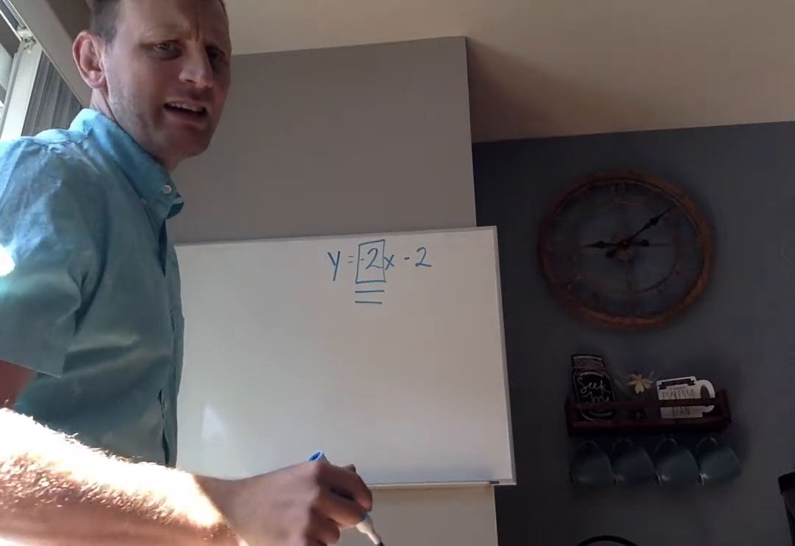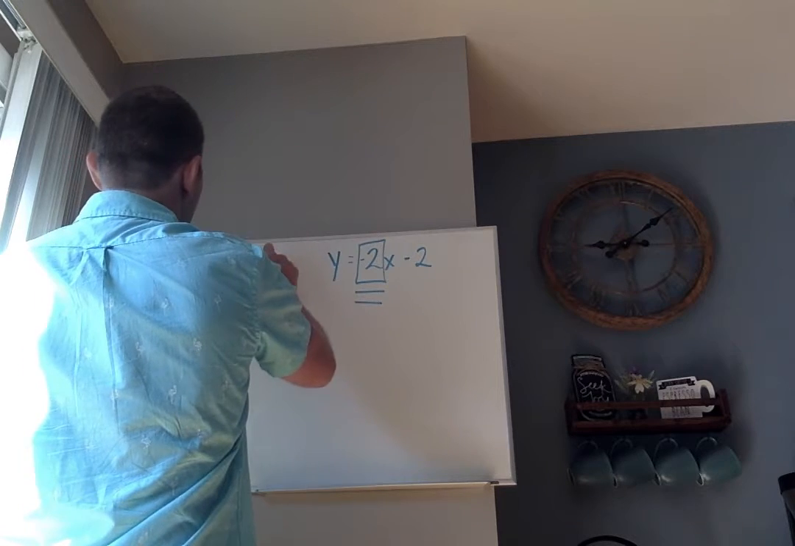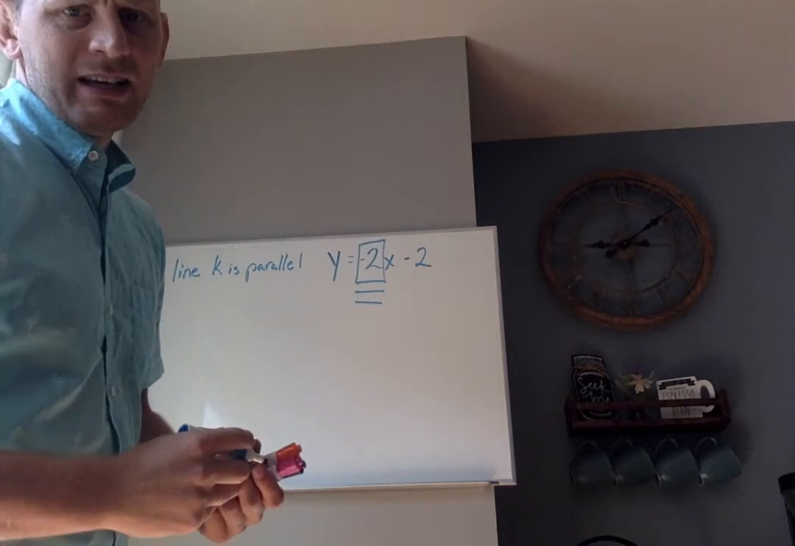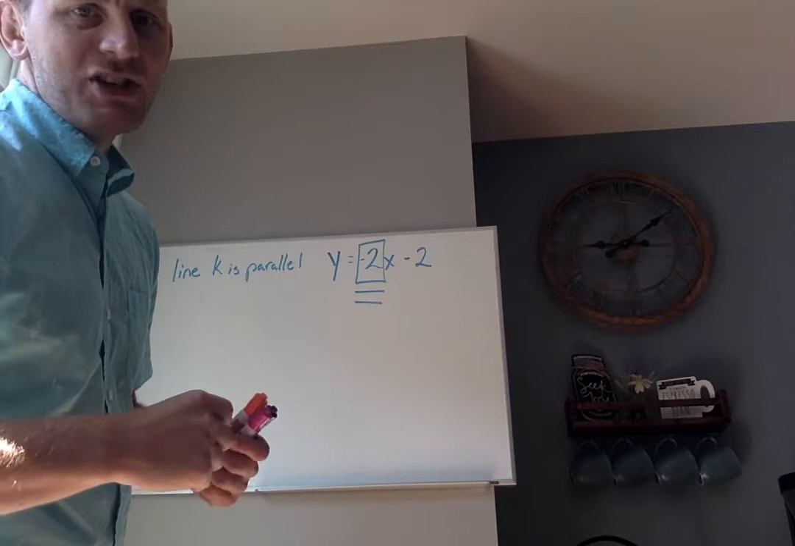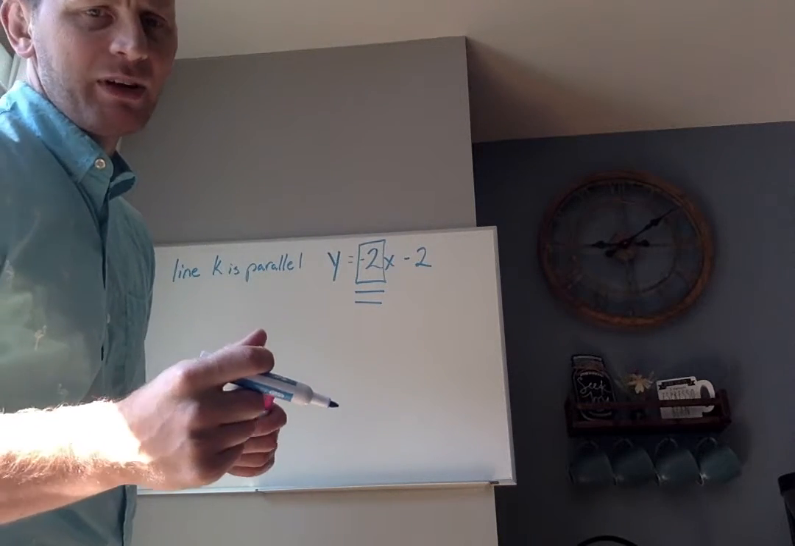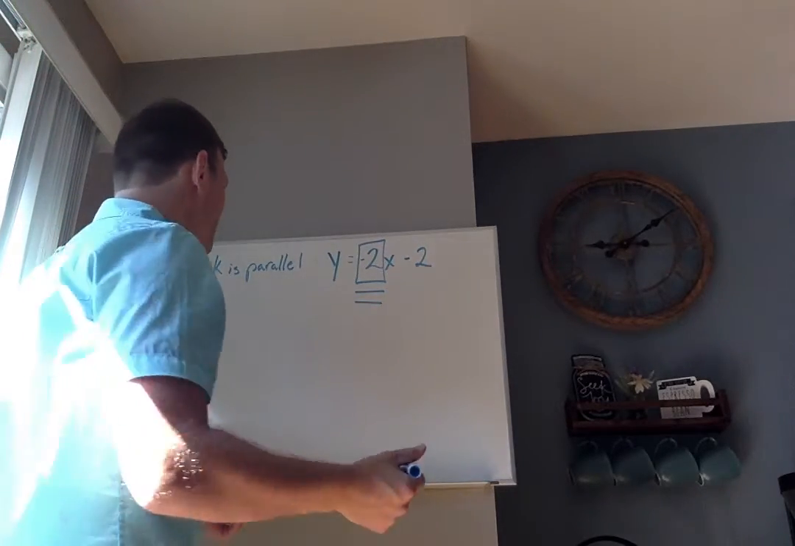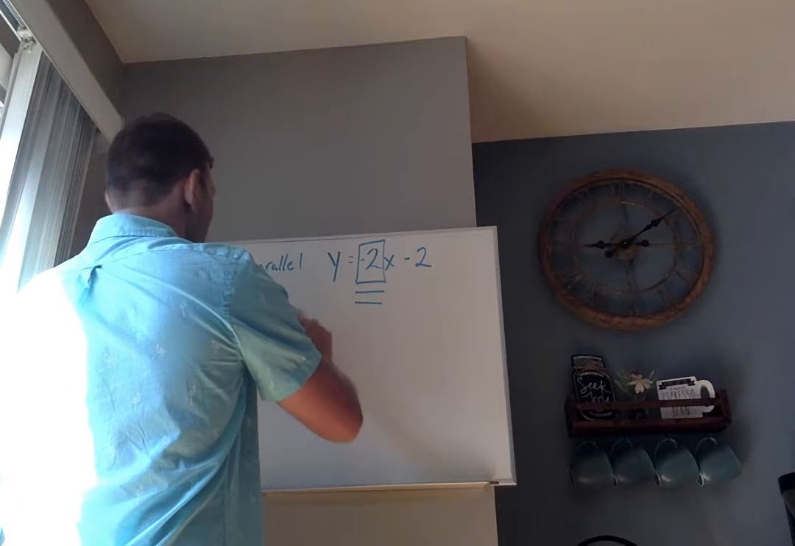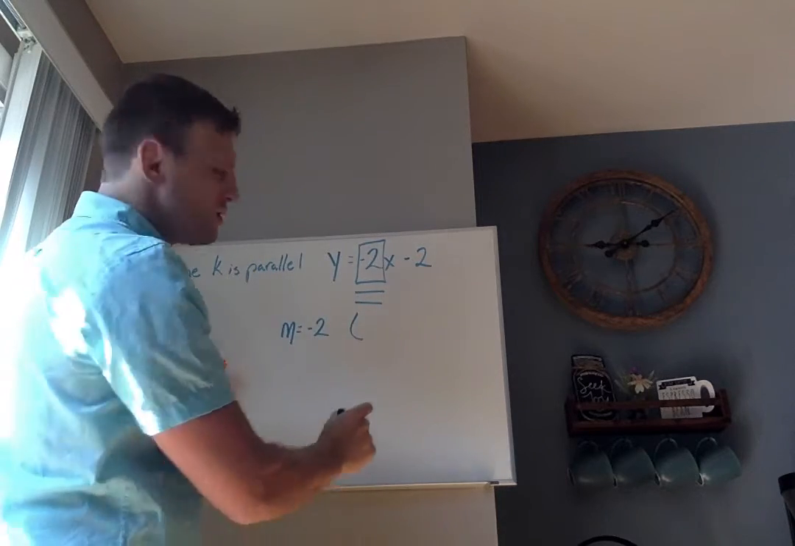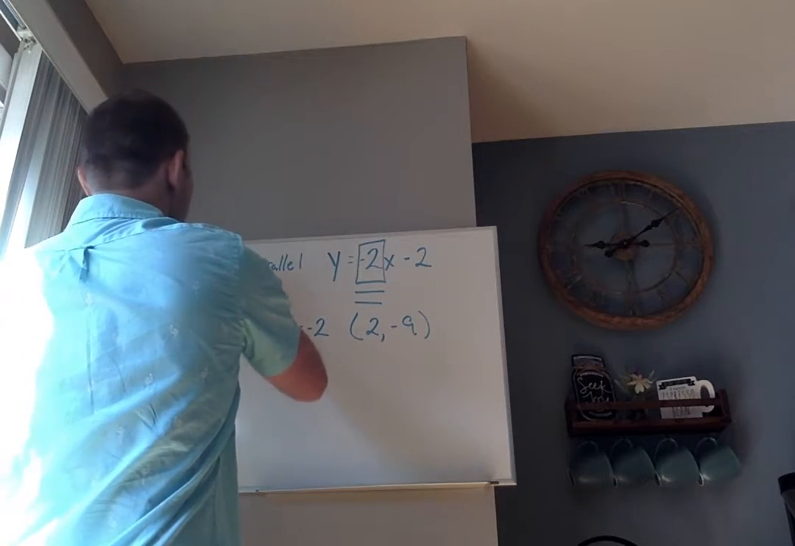It says line K is parallel. So parallel means it's going to have the same slope. Now it says line J includes the point 2, negative 9, and line K includes the point 2, negative 9. What is the equation of line K? So I have my slope, which is m equals negative 2, and I have my point, which is 2, negative 9. So I have all of this information.